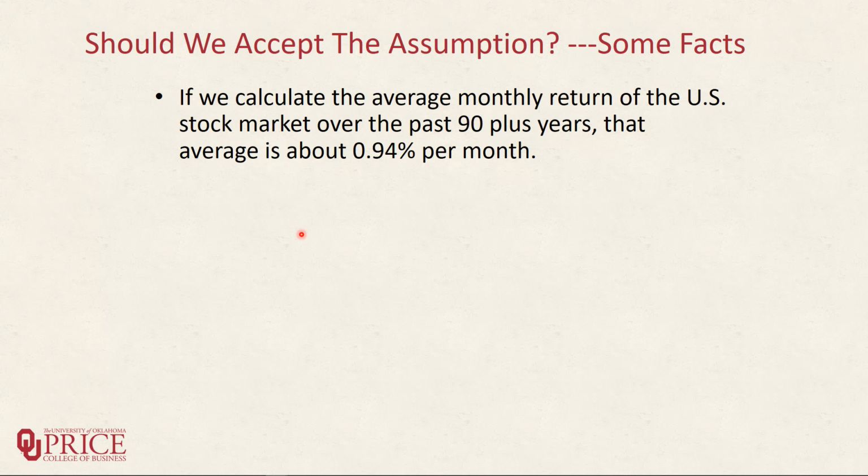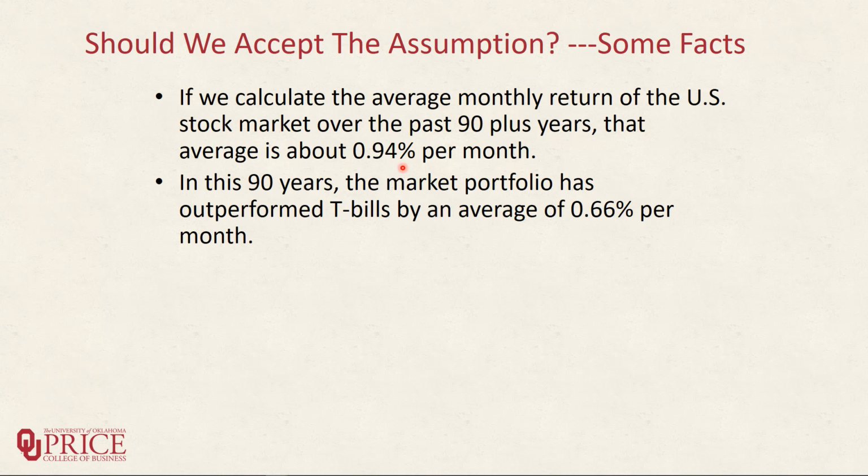To answer that question, let's take a look at some historical data here. Just based on the same data I used to draw that picture, we can do some basic calculations. If I were going to calculate the average monthly return of the US stock market, the market portfolio, over the past 90 years, then the average monthly return is about 0.94% per month. This is for the market portfolio.